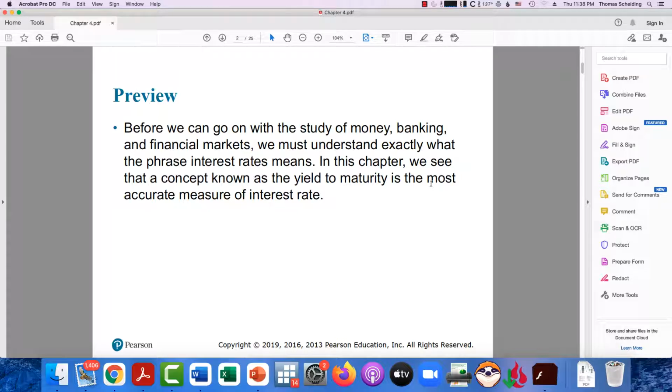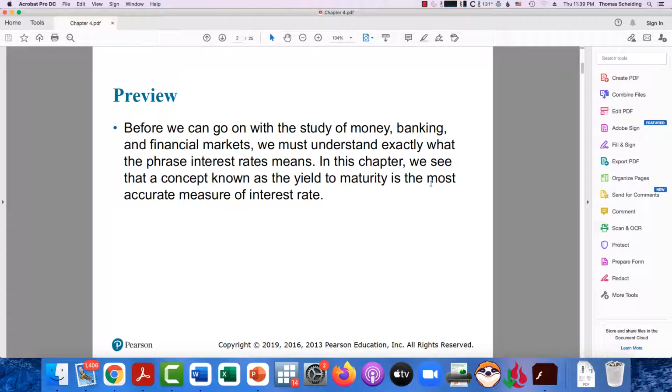Most of you have heard of what interest rates are. That's not going to be a new term for probably any of you in this course. But what is probably going to be different is that there are multiple ways to measure that interest rate. And the way that we're going to tend to focus on in this chapter and in this course is the yield to maturity. That's going to be a way of measuring the interest rate that is most accurate for our purposes.